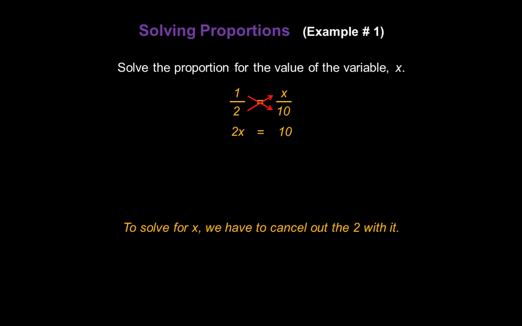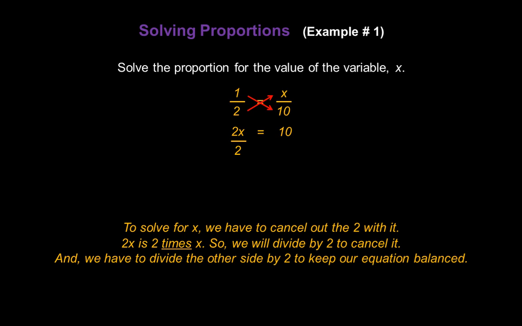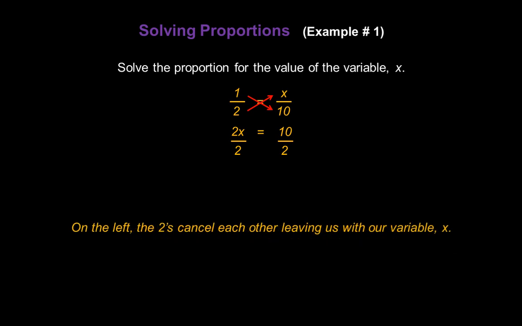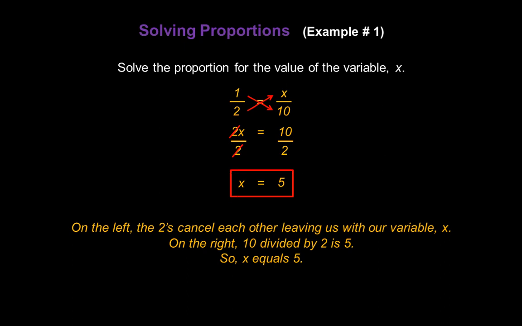Now to solve for x, we have to cancel out the 2 that's with it. 2x is 2 times x, so we will divide by 2 to cancel it out on the left. And of course we have to divide the other side by 2 to keep our equation balanced. Now on the left, the 2's cancel each other, leaving us with just our variable x isolated on that side. On the right, 10 divided by 2 is 5. So x equals 5 is our answer.